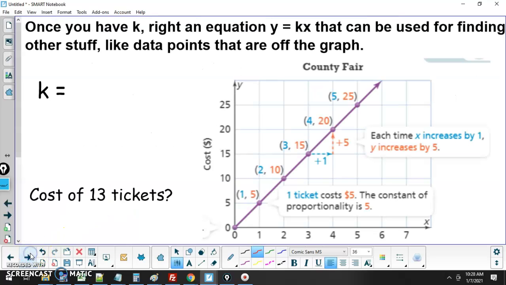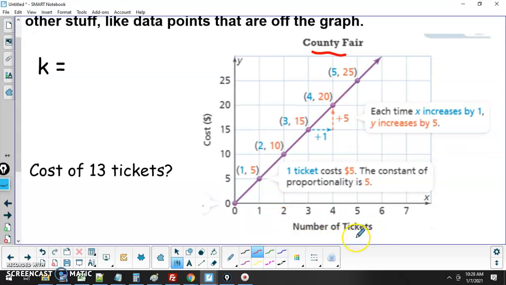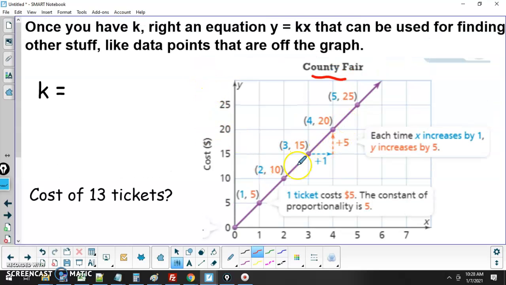Let's look at a little example of how we can use it in a real-life situation. We're going to the county fair. Here's a graph that represents the number of tickets and the cost at the county fair. It gave you all the points here on the graph. You could see 1 ticket costs $5, 2 cost $10, 3 cost $15, etc. So to find our k value, we can take any one of these points. It doesn't really matter which point you pick, and you take y divided by x to figure out the k value to help you write the equation.